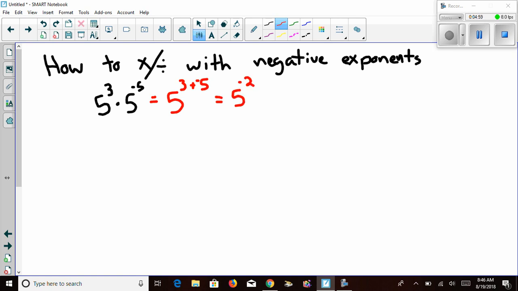But we're not done, because this problem asks us to write using only positive exponents. So when I see that 5 to the negative 2, I must turn it over, and then let's go ahead and solve. 1 over 5 squared, well, 5 squared is just 25. So my answer is 1 over 25, or 1/25.